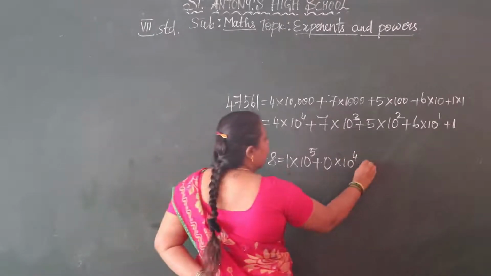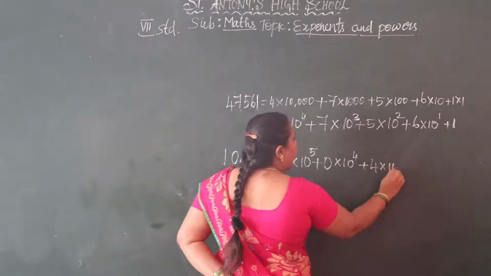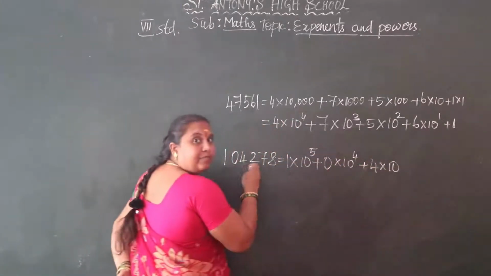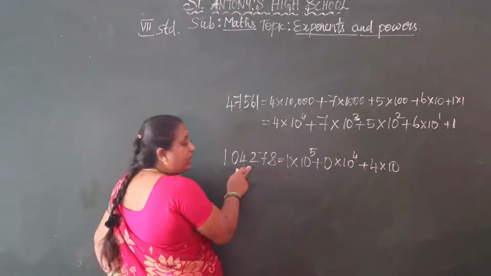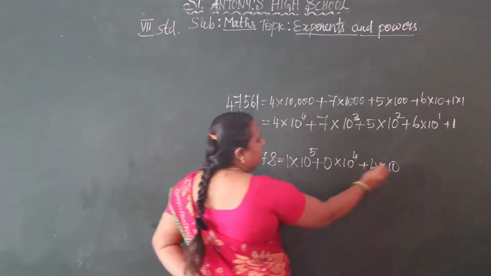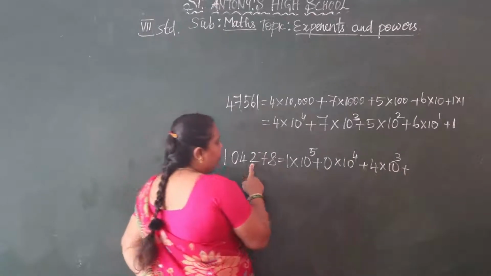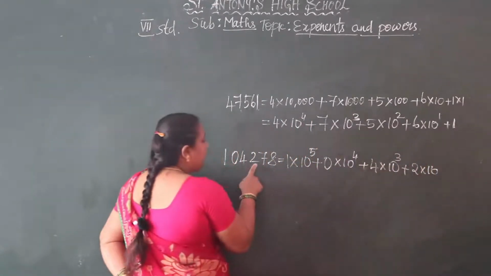Okay, plus the next number is 4. So 4 into 10 to the power of how much? From this you know that it is in descending order, but we also have to count here. I'm leaving 4, then 1, 2, 3. So 10 to the power of 3, plus the next number is 2. So 2 into 10 to the power of 2 is in the hundreds place.